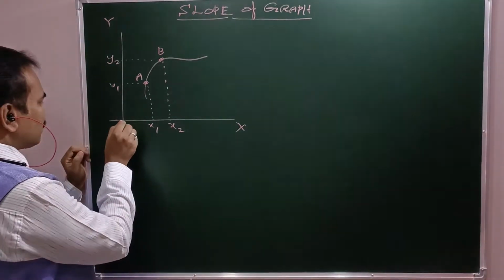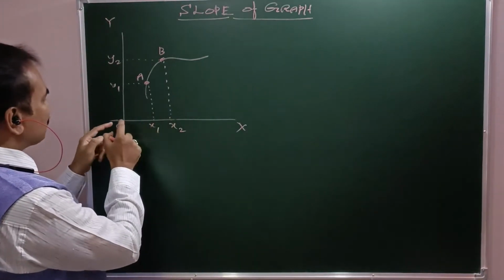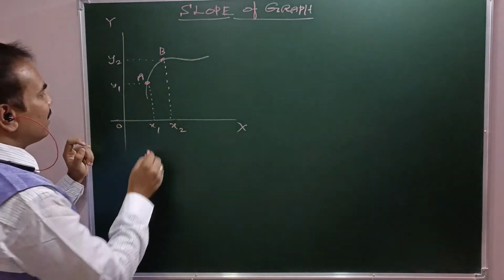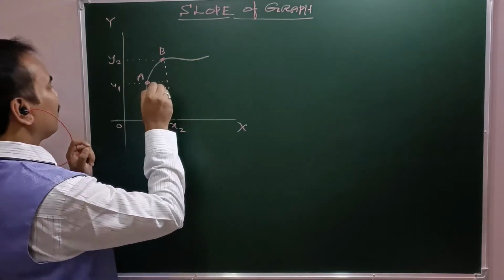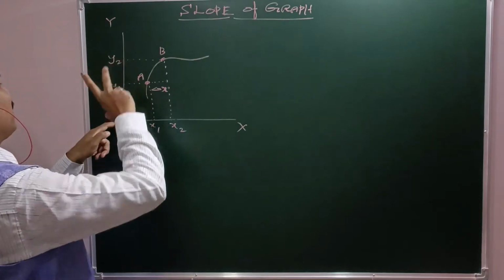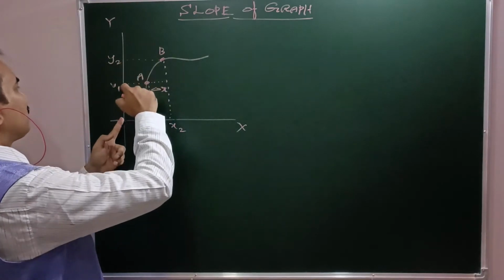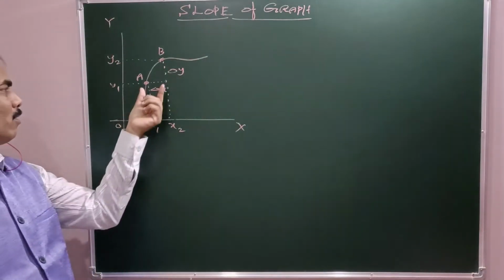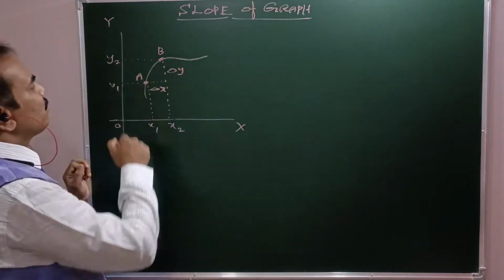Now, this point is the origin. The measurement from O to this point is x2, and from here to there is x1. The interval or separation here is delta x. Similarly, from O to this point the measurement is y2, and from here to there is y1. The measurement from here to there is y2 minus y1, which is equal to delta y. So here it is delta x, here it is delta y, here is point A, and here is point B.